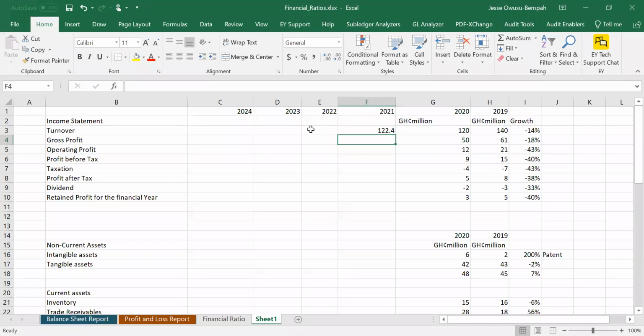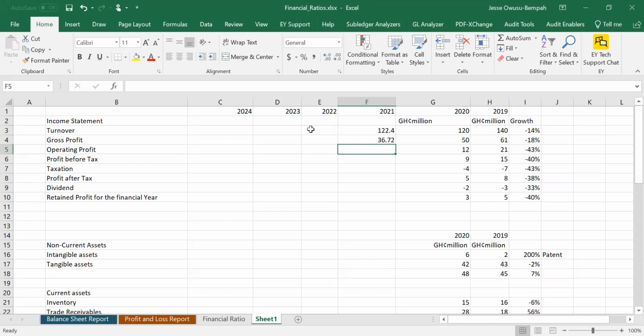Now, what does this mean? It means that gross profit is 30% of turnover. Does that make sense? Yes, sir. Okay, so that's what I mean by they'll give assumptions around the numbers.